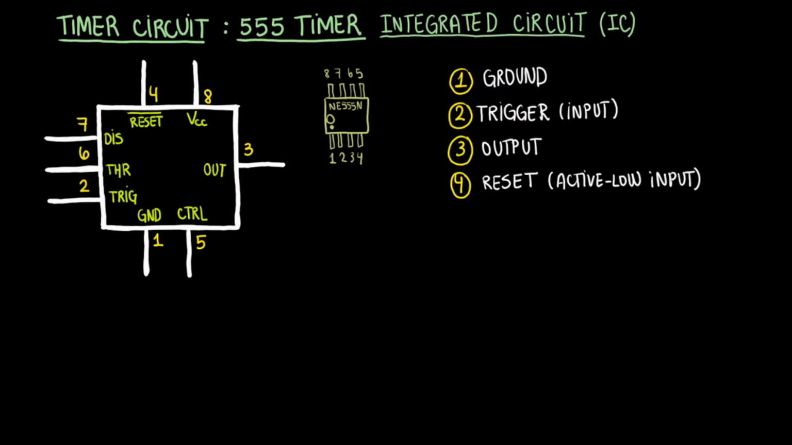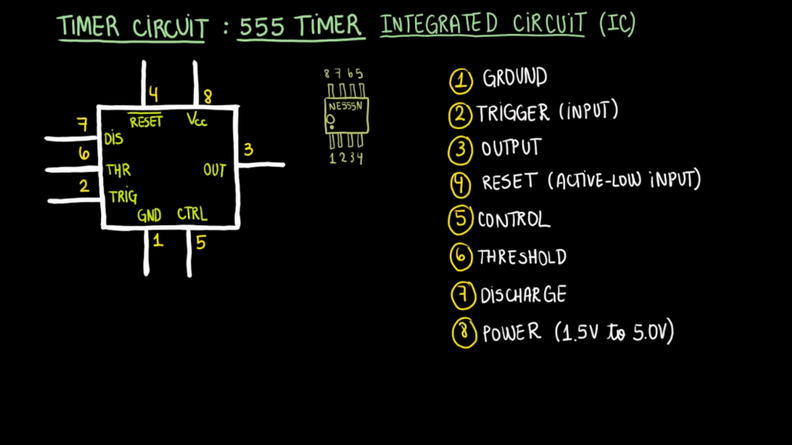At 5, we have the control pin. The control pin can change the threshold value as needed. At 6, we have our threshold input, which will determine when your output goes low. At 7, we have the discharge pin, more on that shortly. And at 8, finally, we have our power or VCC pin. The voltage value normally varies between 1.5 volts and 5 volts.